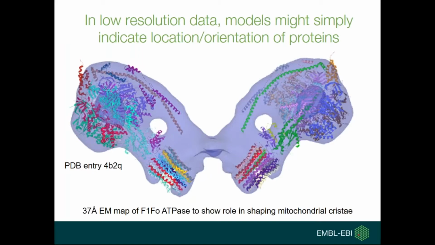It's important that in low resolution data, an atomic model might have been dropped in in order to indicate just the location or the orientation of proteins. So this is an electron microscopy map at 37 angstroms resolution of an F1F0 ATPase. And the purpose of building the model into this map was simply to show the location of the proteins and that they fit the data.